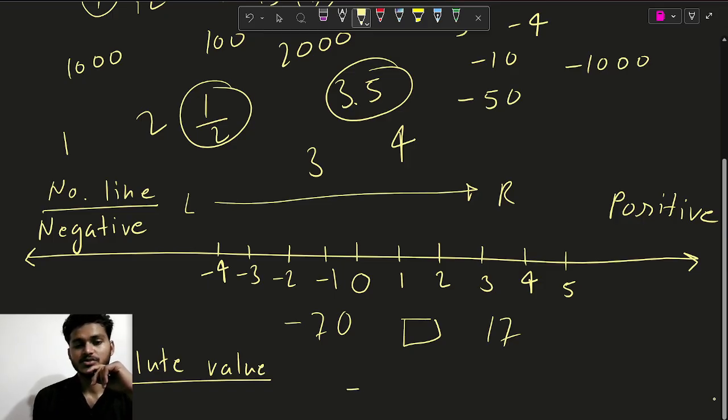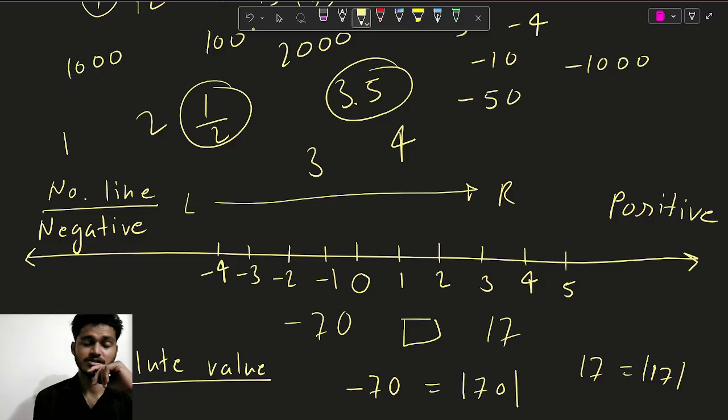So if somebody is asking you what is the absolute value of minus 70, the absolute value of minus 70 is nothing but 70. Okay, absolute value of 17 is nothing but 17. And this is a sign to represent the absolute value of any integer.